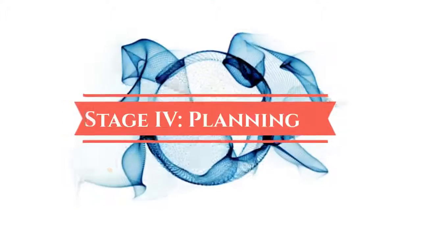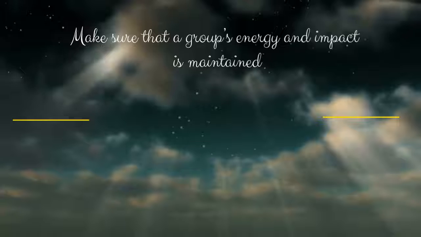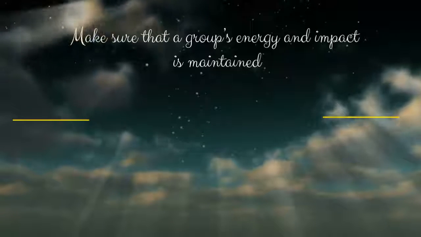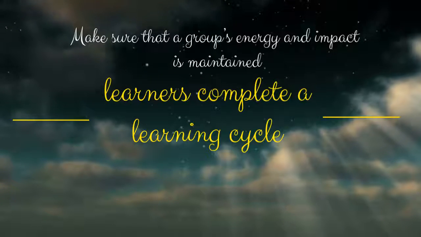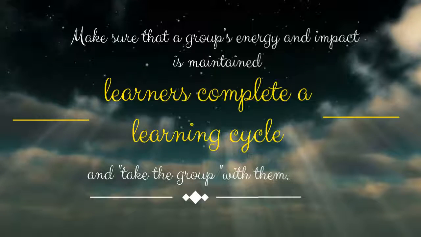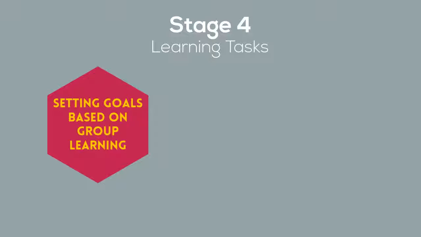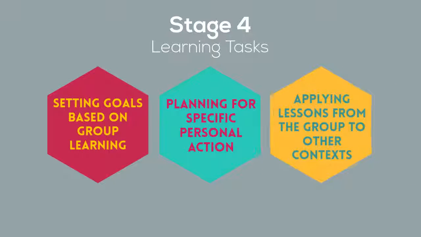Stage 4. Planning for future application. Here, we make sure that a group's energy and impact does not dissolve as soon as the group breaks up, or once we shift from one topic to another. Thus, learners complete a learning cycle and take the group with them. Help them accomplish learning tasks. Setting goals based on group learning, planning for specific personal action, and applying lessons from the group to other contexts.